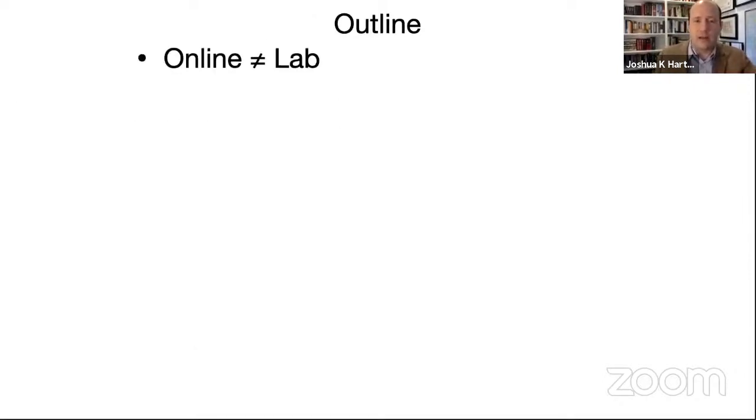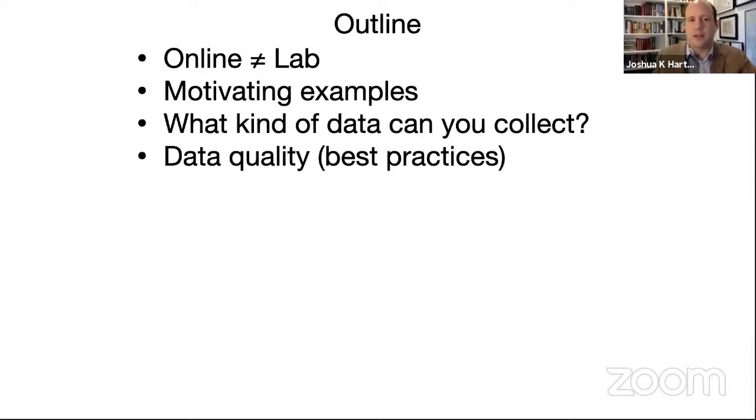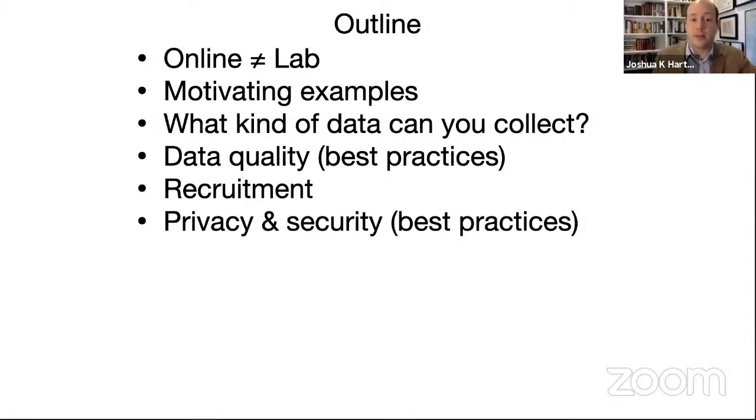But first, an outline of what we're going to be doing today. We'll initially be talking about how online studies are not the same thing as lab studies, in ways that may not immediately be obvious, with a bunch of motivating examples. Then we'll talk about what kinds of measures you can get, what kind of data quality, how to get good data quality, how to recruit subjects, and privacy and security, and IRB.